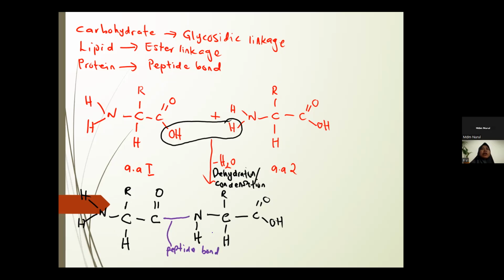Okay. So, what is the key word over here? What is the key that you can take from here? Peptide bond will be formed between carbon of one amino acid and nitrogen from another amino acid. Faham? Okay. So, it must be formed between C and N of one amino acid and N of another amino acid.